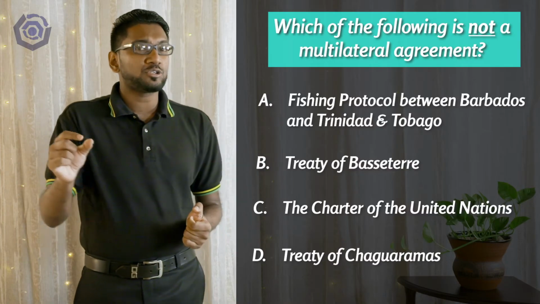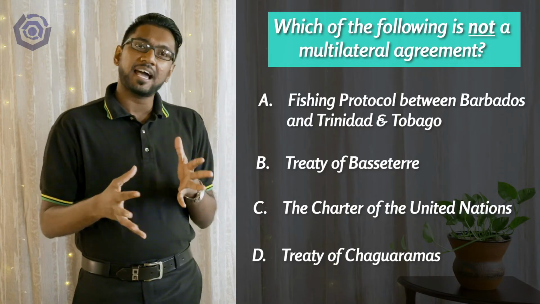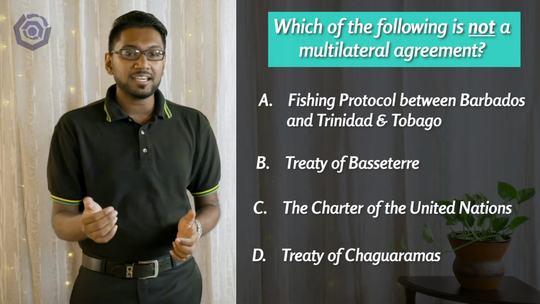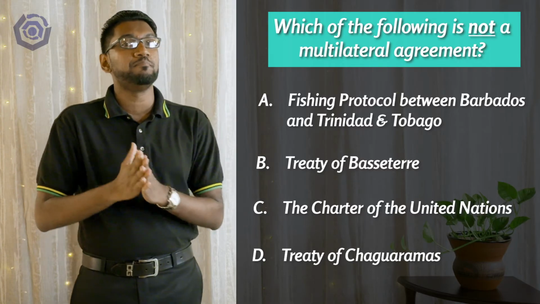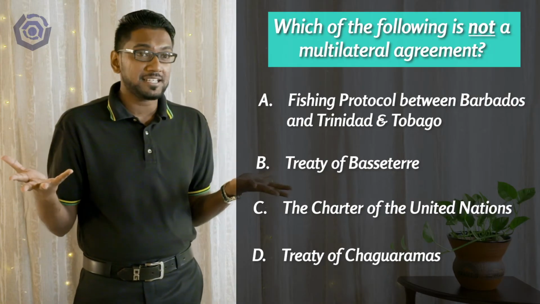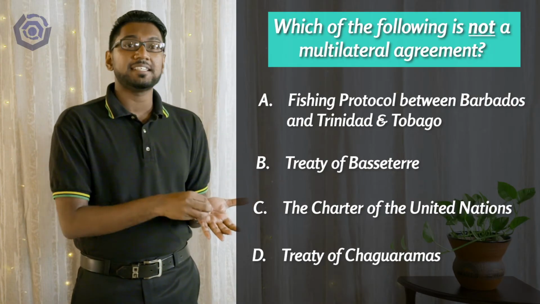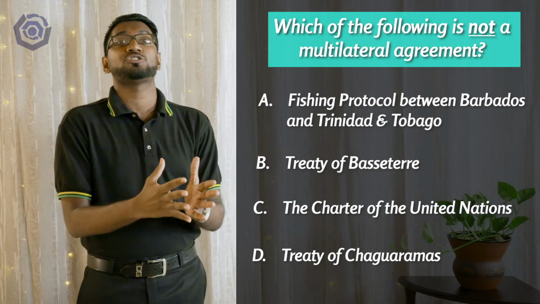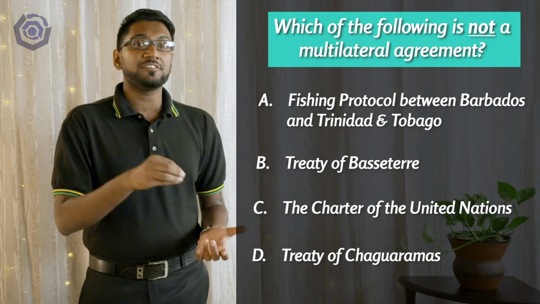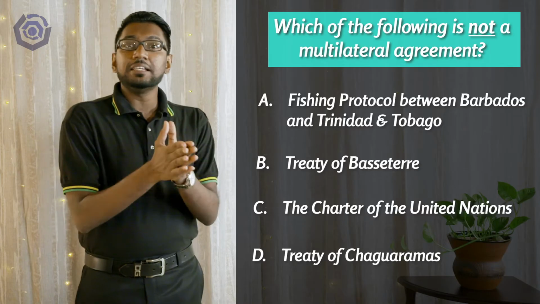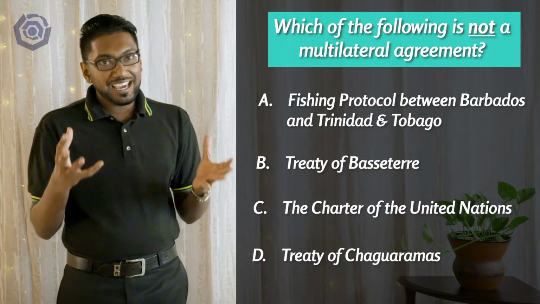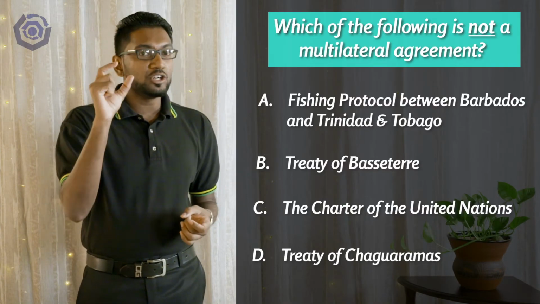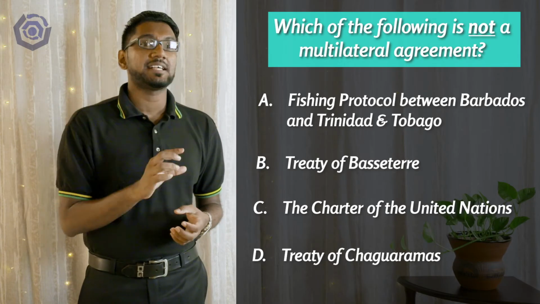So a multilateral agreement would have to be an agreement that has to do with many, and in this case, many countries. Now, which one is not an agreement that has to do with many countries? Is it the Treaty of Bastille? Bastille has to do with the Organization of Eastern Caribbean States. The Charter of the United Nations has to do with many countries that are part of the United Nations. The Treaty of Chaguaramas has to do with the 15 member states of CARICOM. But again, if we don't know what these treaties are or what they refer to, let us look at the word multilateral, which has to do with many.